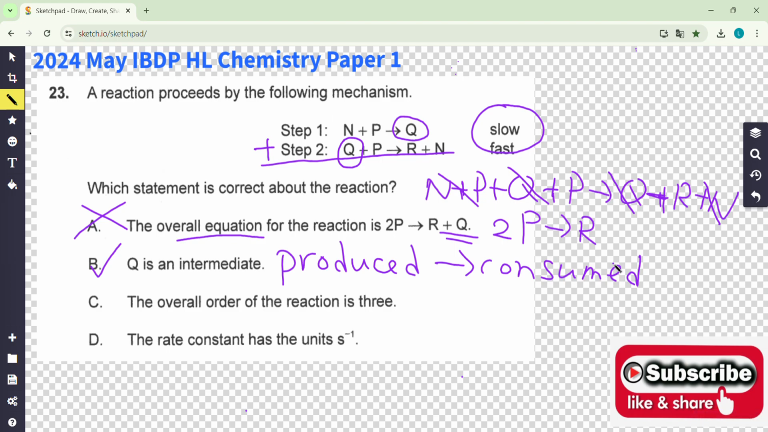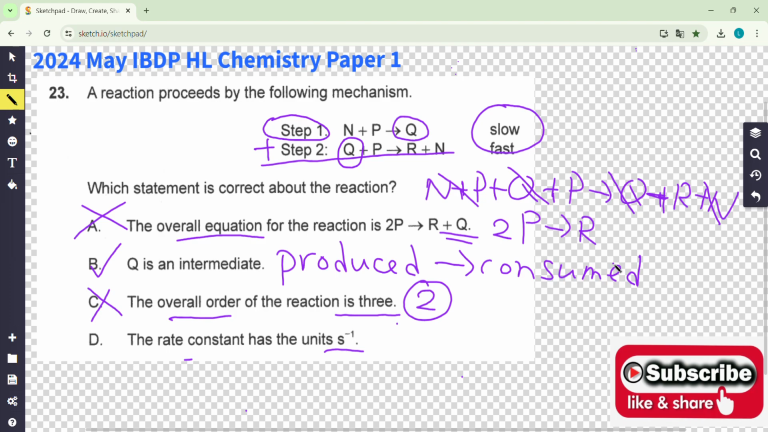So look at C and D. The overall order of the reaction is 3. Remember, the overall order depends on the slow step only. So only look at the slow step, number 1. So 2 reactants, 1 and 1. So you can say it is order 2. Actually, we can do more experiments to see whether it can be a higher order or not. But basically, simply you can say it's order 2. So the rate constant is second minus 1? Don't remember it. Don't remember it.